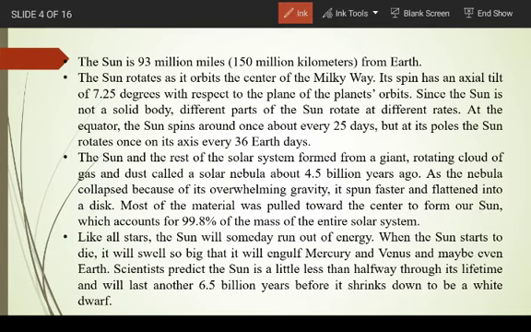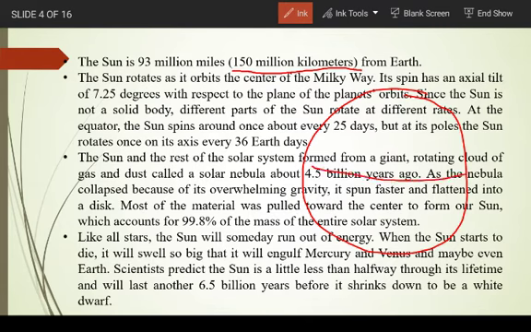How far away is the Sun from Earth? It is 150 million kilometers away from Earth. That's a big figure. And its axial tilt is 7.25 degrees with respect to the plane of the orbit. And you will be surprised to know that the Sun rotates. Yes, every part of the Sun rotates at a different speed.